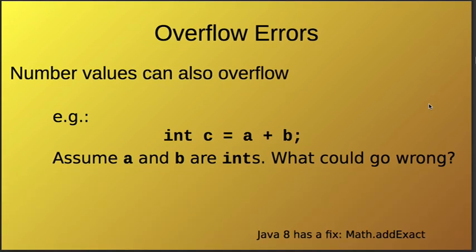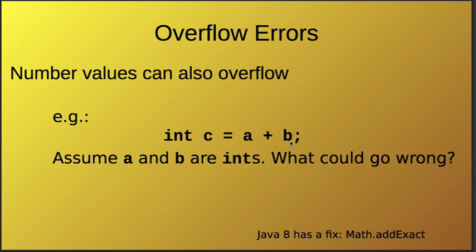We'll look at buffer overflows in just a little bit, but first let's take a look at some overflow errors too. Errors can be a lot simpler than what we've looked at with buffer overflows. Number values can also overflow. If you have something as simple as an addition, an int c equal to a plus b, and you assume that a and b are ints, what could possibly go wrong?